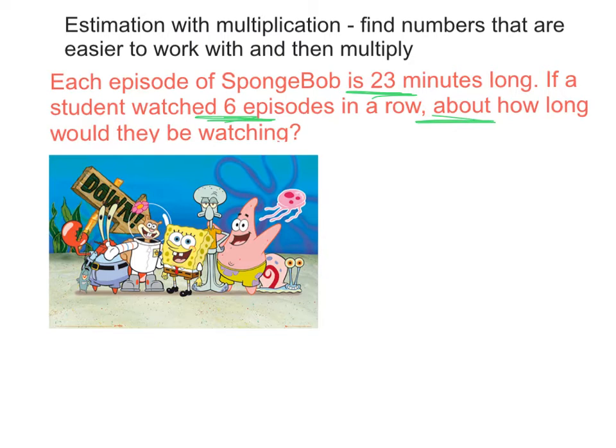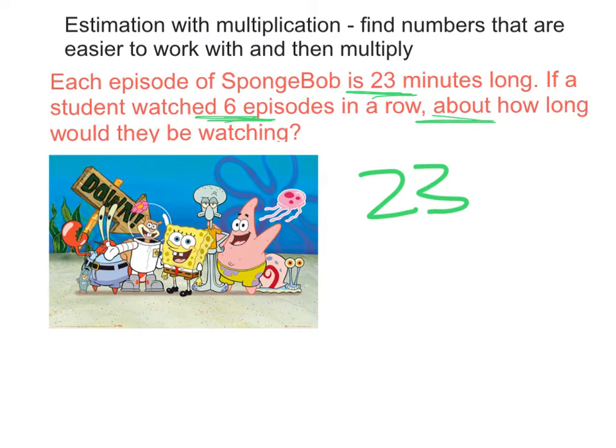Now, we also know that this is a multiplication problem because it's saying 23 minutes long and 6 in a row. It's not saying 23 plus 6 because you're not adding two amounts. You've got 23 minutes one time, 23 minutes a second time, and so on and so forth. So we've got our 23.